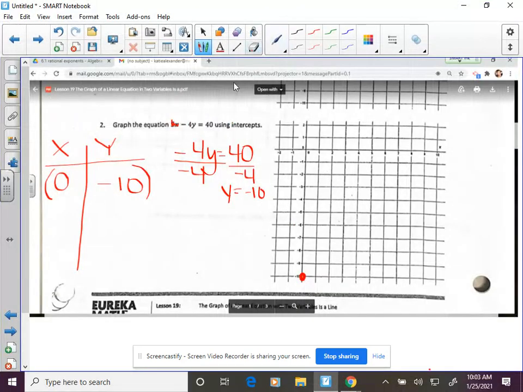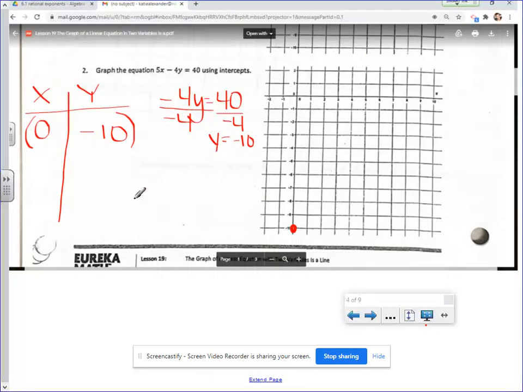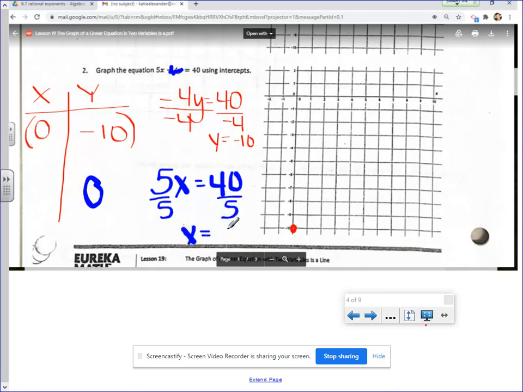the same thing, but this time I am getting rid of my y. So here's my y. I'm making it 0. That means the number with the y and the y go away, and I'm left with 5x equals 40. So I need to divide by what? 5. What is 40 divided by 5? 8. So right here, our number is 8, and then we're going to plot that like an ordered pair.